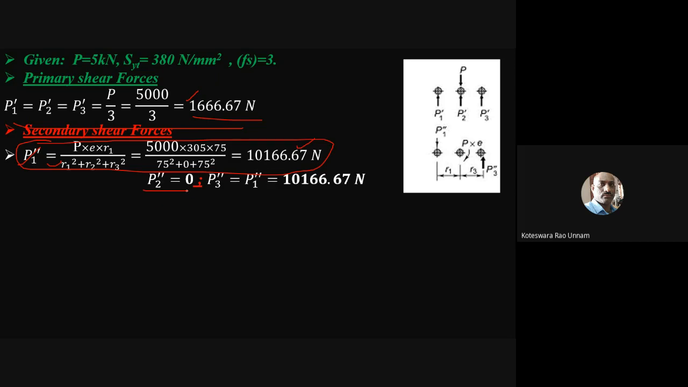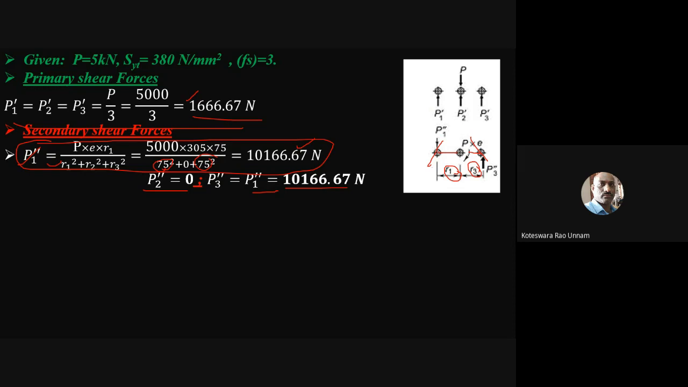Like I already told, because R2 is 0, it is going to be 0. P3'' is the same as P1'' because R3 and R1 are the same. Because this is 75, even this is also 75. So you will get P1'' and P3'' the same. Therefore you have to identify whether bolt 1 or bolt 3 is subjected to maximum shear force, based on the resultant.